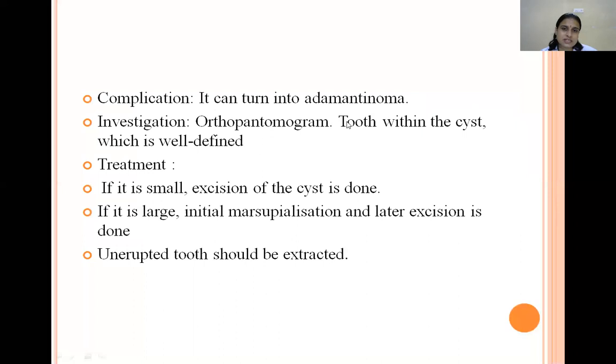The complication of the dentigerous cyst is it may turn into a tumor, a jaw tumor, dental tumor. Treatment is simple. If the cyst is small, simple excision is done. If it is large, there is initial marsupialization, wherein the edges of the cyst are sutured to the free edges of the surrounding tissue, so as to externalize the cystic swelling. Later, once the cyst is completely drained, then there is excision of the cyst. Along with excision, you should also remove the unerupted tooth. So the unerupted tooth should be extracted. This is a must in case of a dentigerous cyst. Otherwise, there will be chances of recurrence.